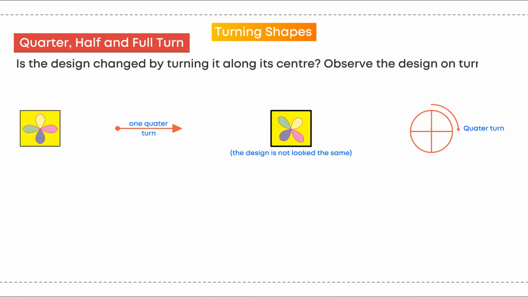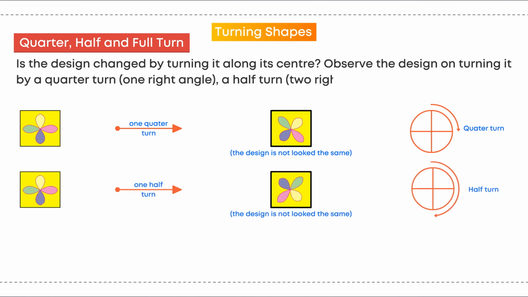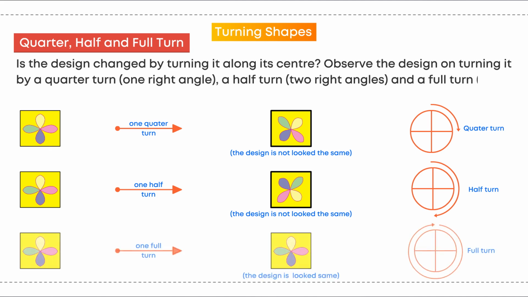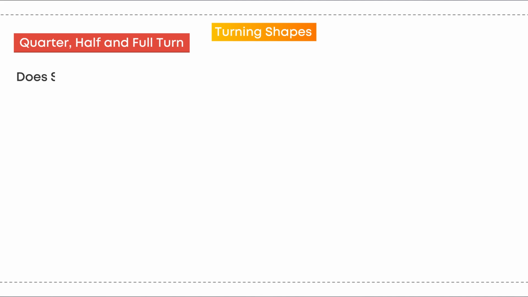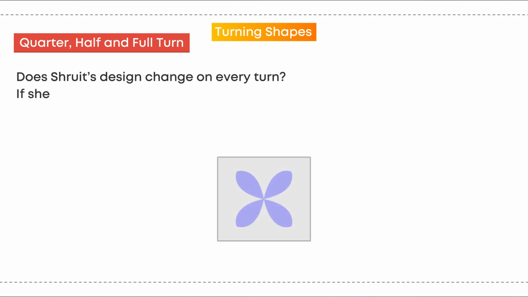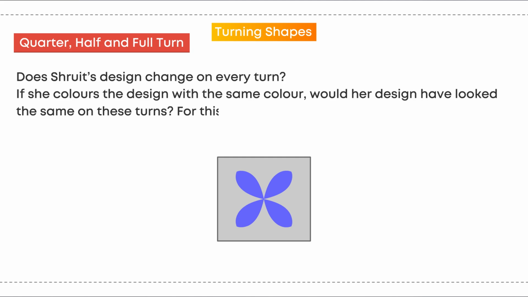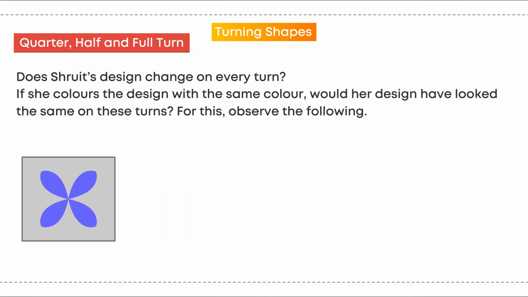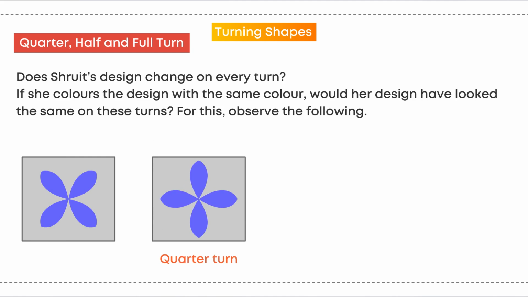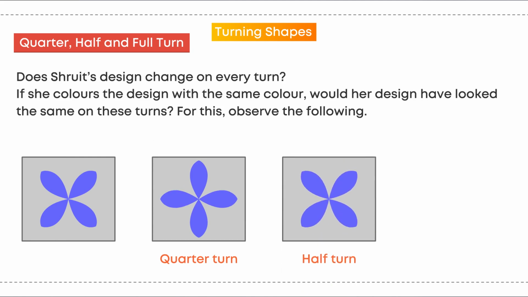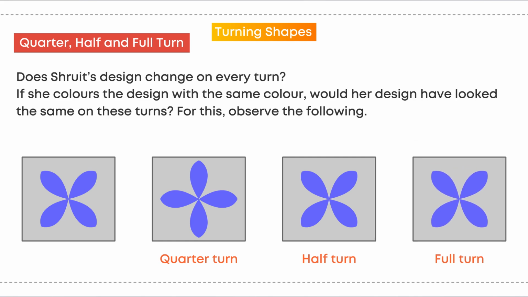Observe the design on turning it by a quarter turn, 1 right angle, a half turn, 2 right angles, and a full turn, 4 right angles, as shown below. Does Shruti's design change on every turn? If she colors the design with the same color, would her design have looked the same on these turns? For this, observe the following. Quarter turn, half turn, full turn.